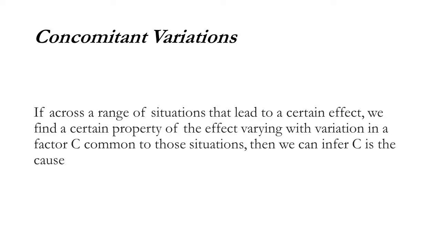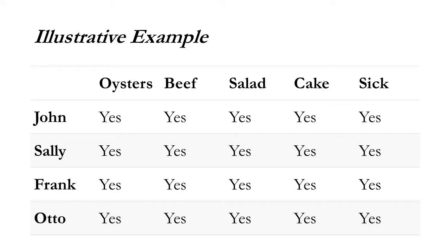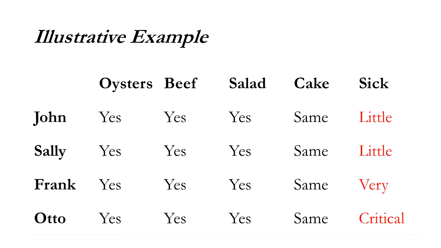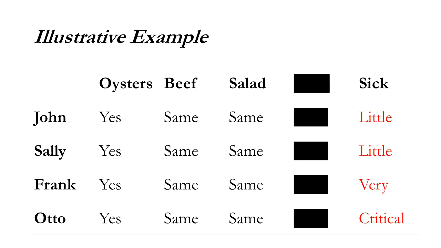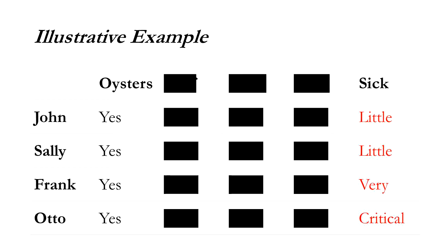All right, let me walk through this one a little more slowly. Again, different setup, although here everybody's sick and everybody ate everything, right? So it doesn't look like the method of agreement or difference is going to help us, right? But let's think a little harder. In this case, John and Sally got a little sick. Frank got very sick, and Otto is unfortunately critical in this example. Now, they all had the same amount of cake. All right, well, then that won't help us. And similarly, they all had the same amount of beef and salad. Well, okay, that won't help us either.